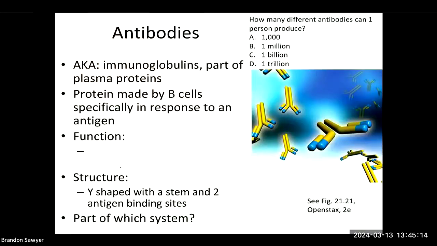Okay, so antibodies. Antibodies are also known as immunoglobulins, and these are part of our normal plasma proteins, right? Remember we talked about how one of the components of our blood is just the proteins that are always floating around in our blood. The primary one is called albumin, that we talked about. But then we have a bunch of these antibodies floating around all the time too, okay?